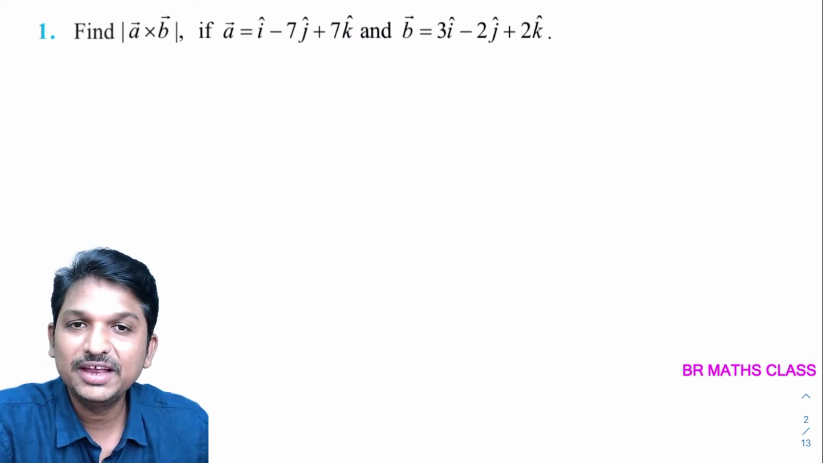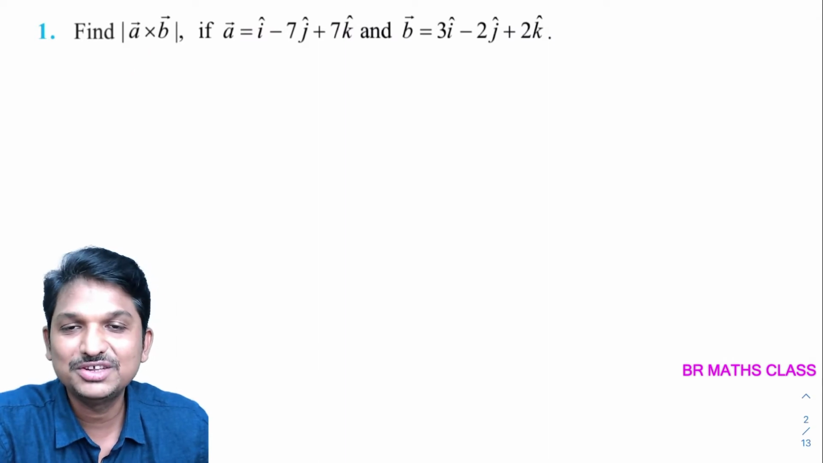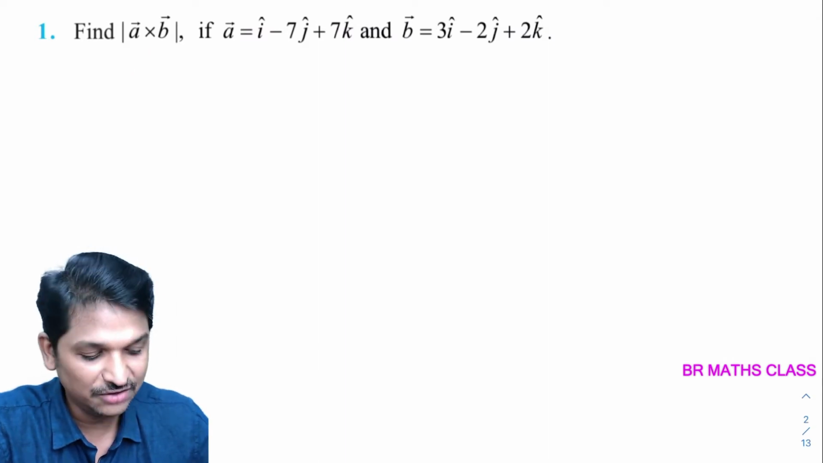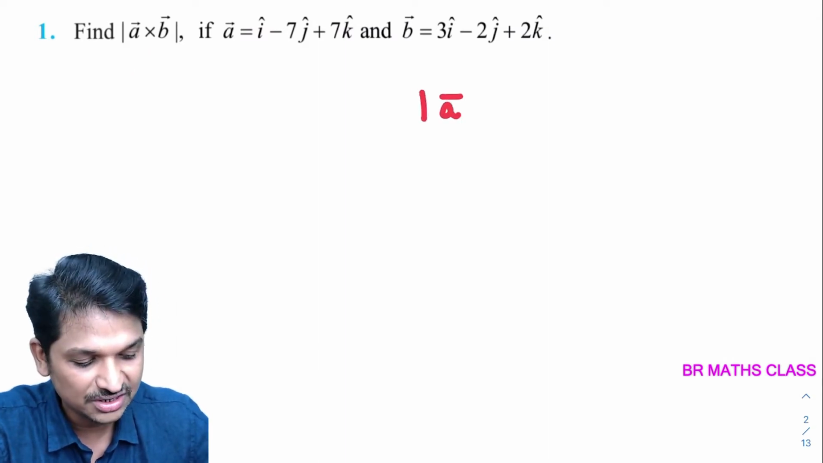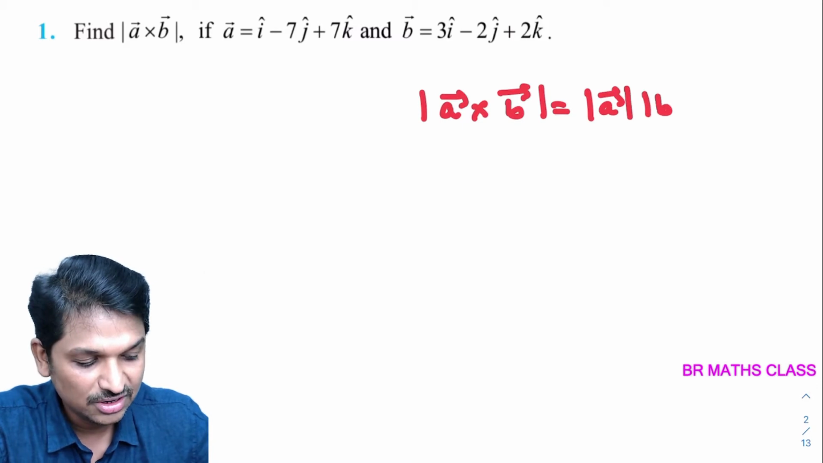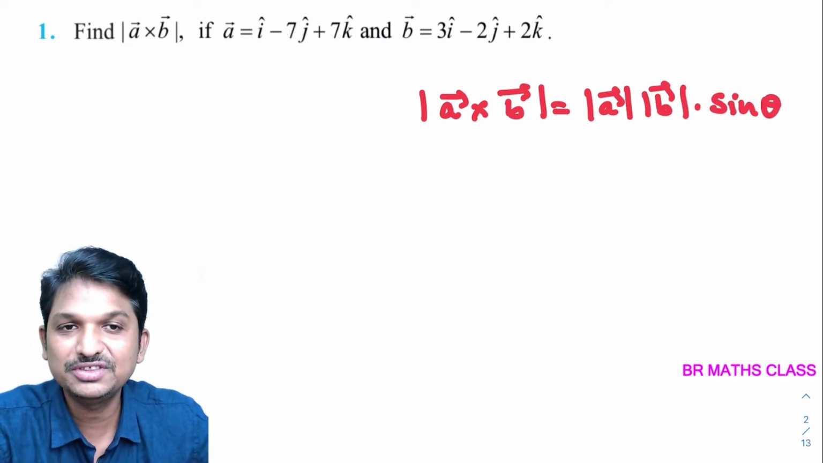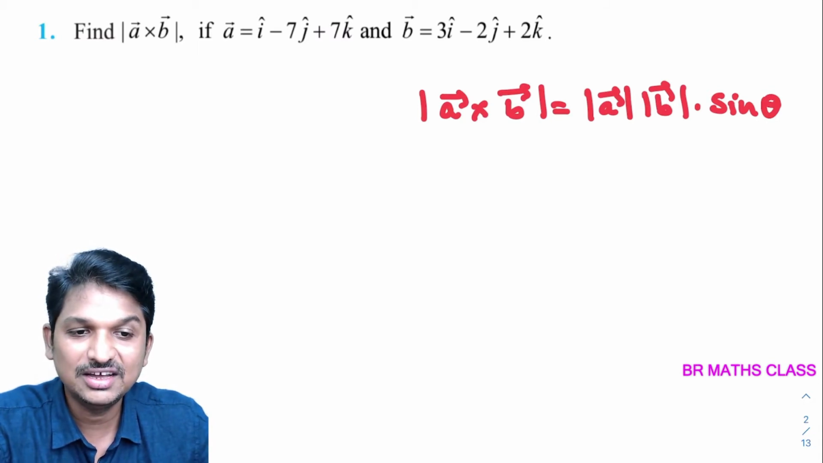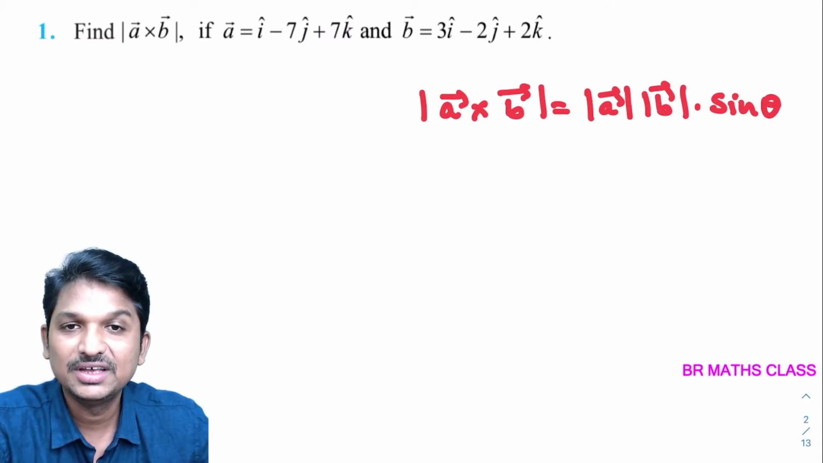To calculate the magnitude of a bar cross b bar, what formulas do we have? We learned 14 formulas. In that, one formula is there: magnitude of a bar cross b bar equals magnitude of a bar into magnitude of b bar into sine theta. But to use this formula, theta is not given directly.